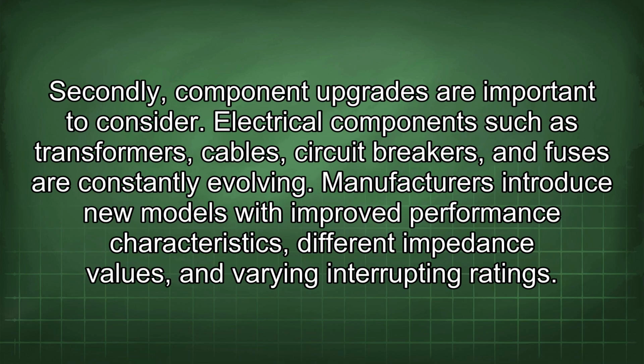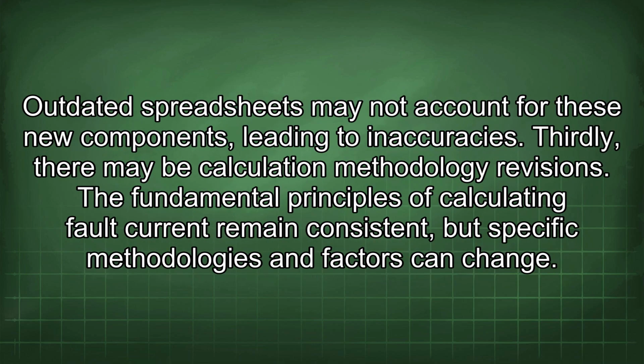Secondly, component upgrades are important to consider. Electrical components such as transformers, cables, circuit breakers, and fuses are constantly evolving. Manufacturers introduce new models with improved performance characteristics, different impedance values, and varying interrupting ratings. Outdated spreadsheets may not account for these new components, leading to inaccuracies.